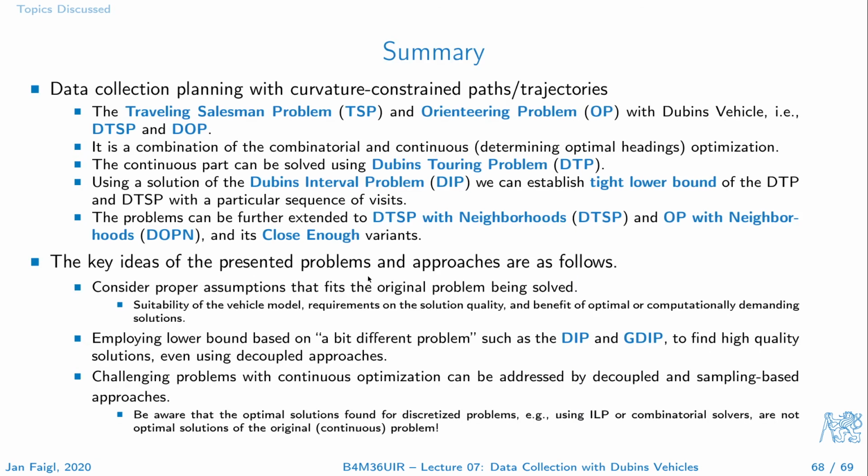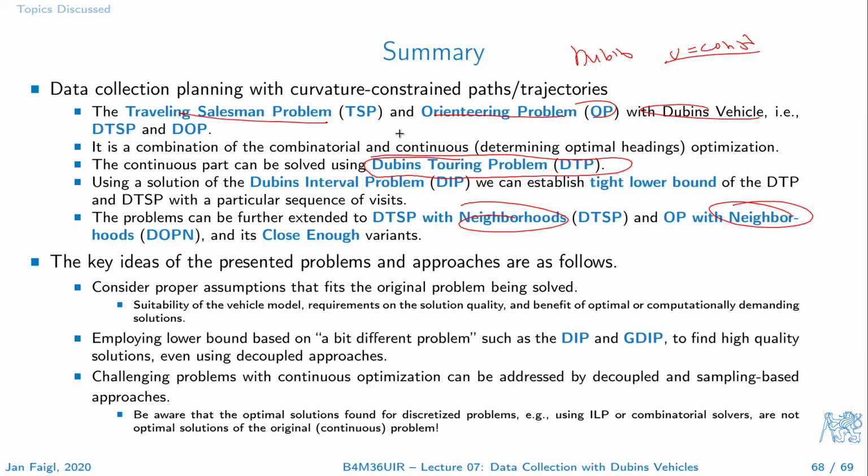So now let me summarize. I showed you what data collection planning with curvature-constrained paths and trajectories is. Paths and trajectories, why? In the end, it's because for the Dubins vehicle we have constant velocity, so we immediately have the time. I showed you how you can extend the TSP and orienteering problem with Dubins vehicle, and how you can address the problems with neighborhoods. An important point is that I showed you the Dubins touring problem as a fundamental part of any sequence routing problem with Dubins vehicle, which you can find in TSP and OP.